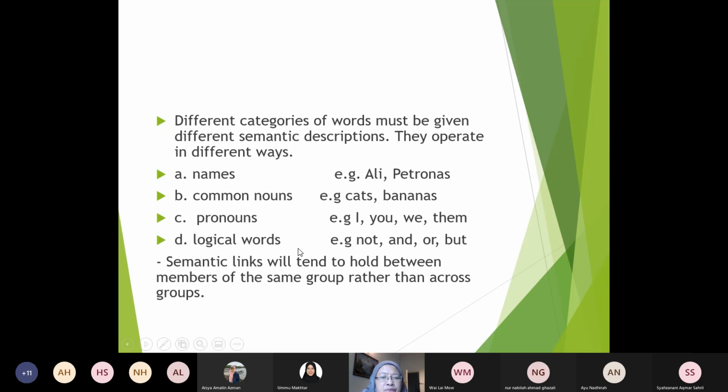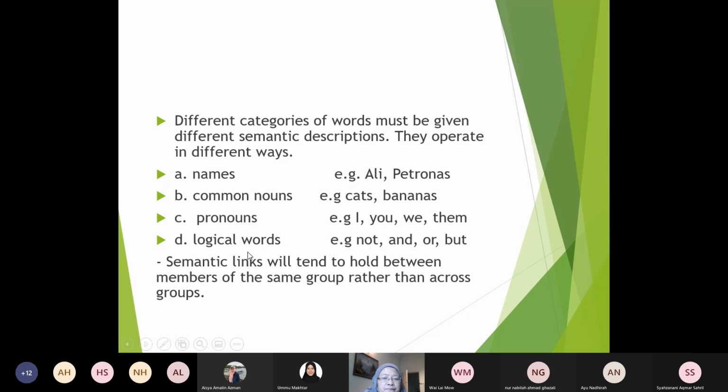Okay, and then logical words, connectives, for example, not, and, or, but. They get their meaning based on their function. So not is to negate something, and is to coordinate, or is also coordinate, but is also coordinate. As you can see, the way we give semantic description is a bit different because these words operate in different ways.